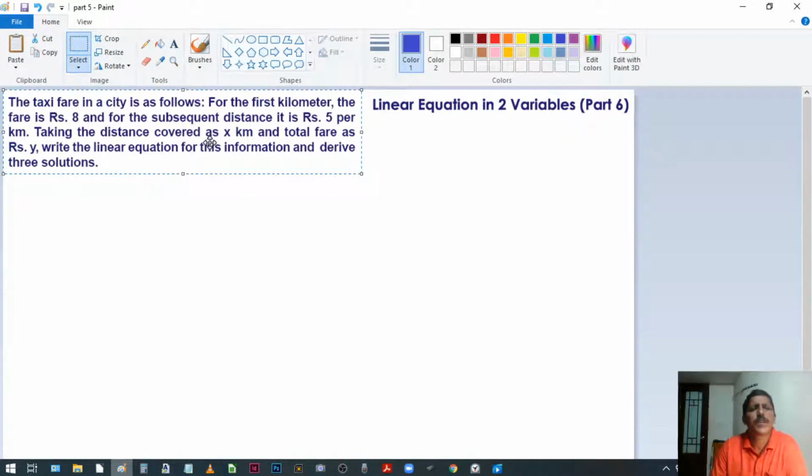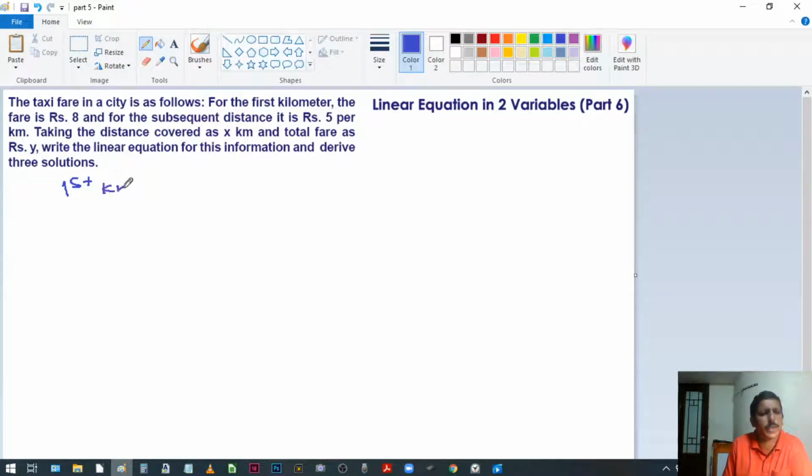What is the answer? How to do this one? Let me tell you one thing. Here, for the first 1 kilometer, the taxi is charging 8 rupees. So for the first kilometer, what is the rate? 8 rupees. And the total distance traveled is some kilometers, maybe 10 kilometers, 8 kilometers. For that we say x.